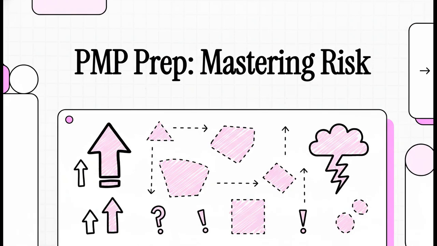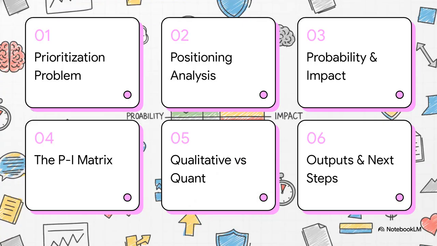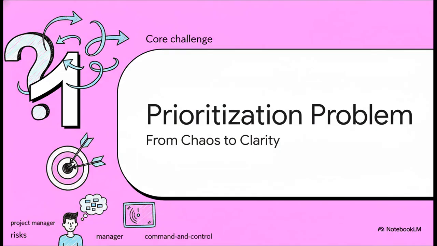Welcome! Today we're going to master the Perform Qualitative Risk Analysis process. A solid command of this process is absolutely critical for your success on the PMP exam, so let's get straight to it. We're going to break this down into 6 distinct sections. We'll start by understanding the fundamental problem this process solves, then we'll get into the mechanics, and finally we'll cover its outputs and where you go from there. All right, let's dive right in.